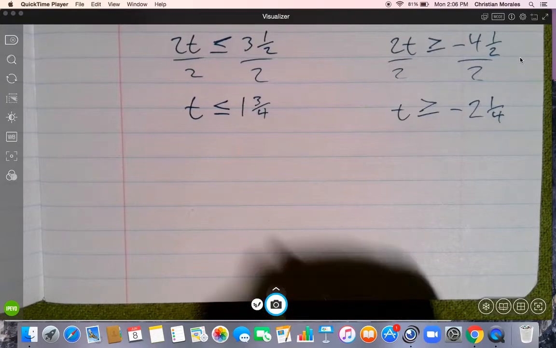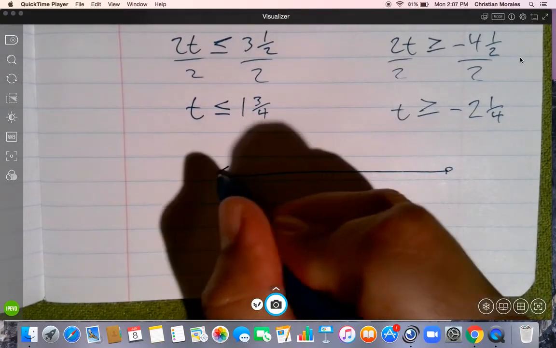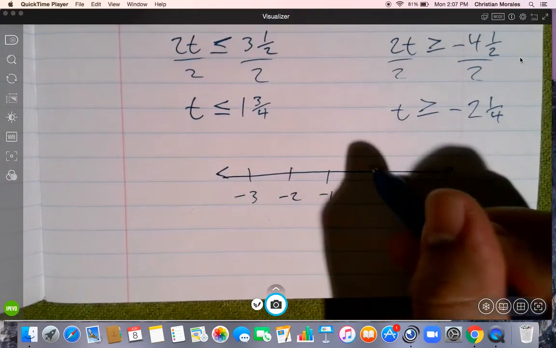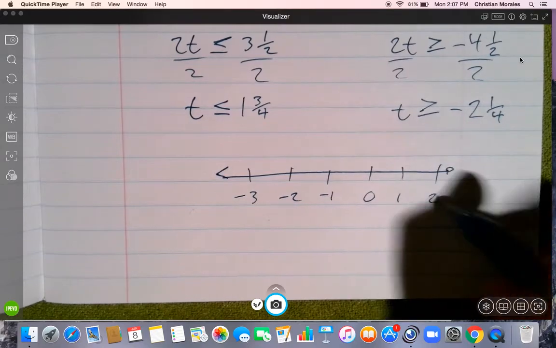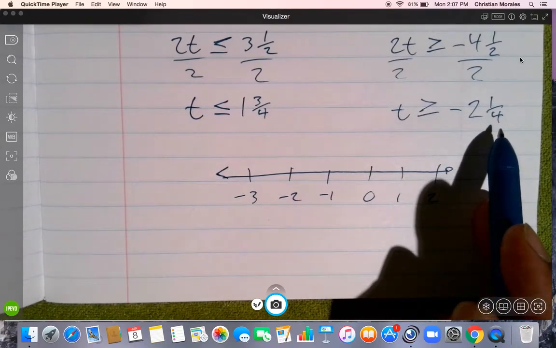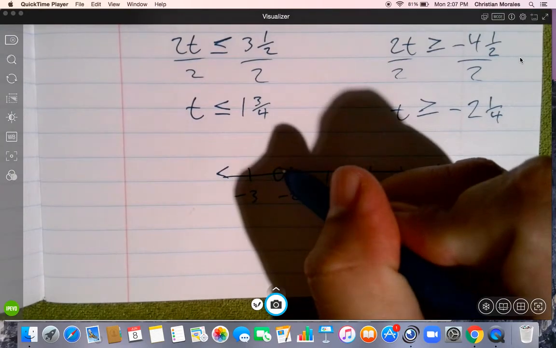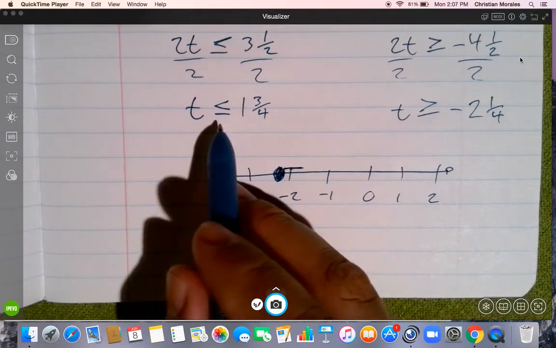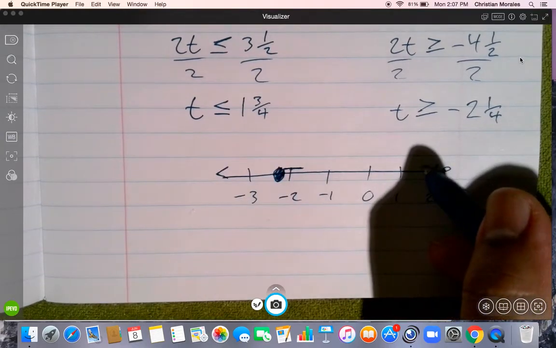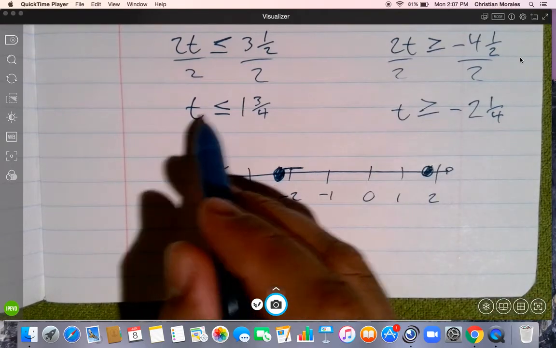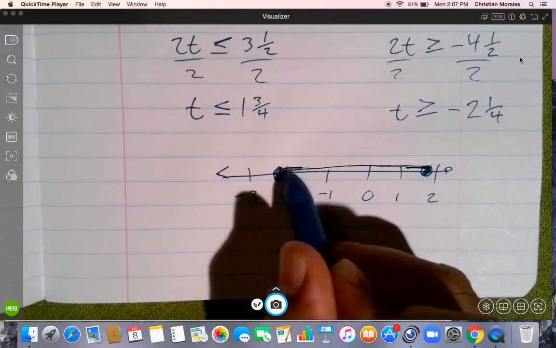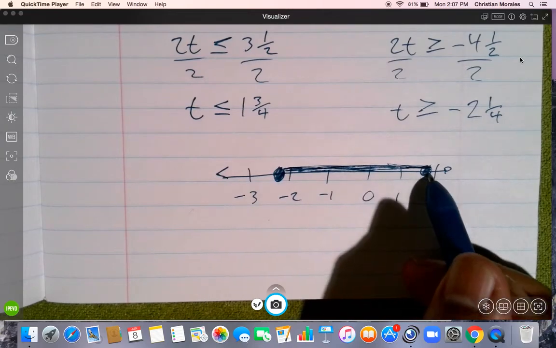Now, if I was going to put these on the number line, these kinds of numbers, right? Let's think about this. -2 1/4 would be somewhere over here, and it'd be a closed circle. And that says greater than, so it goes this way. This one, 1 3/4 would be somewhere over here, also a closed circle. T is less than, it goes this way. So they're not going in opposite directions, they're going in the same direction. So it looks just like the other one. These are where your answers are for T, from here to here.